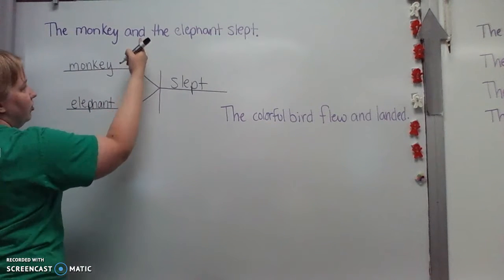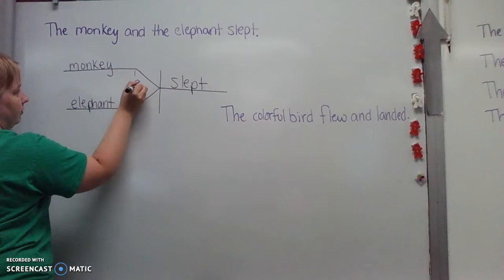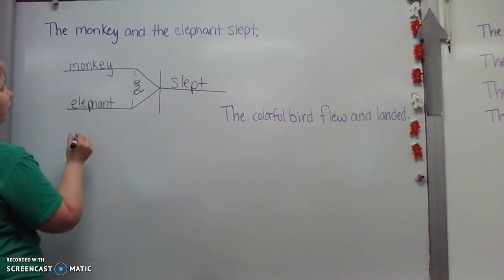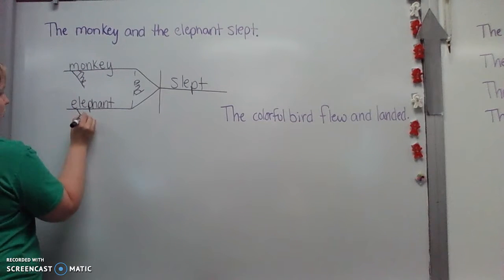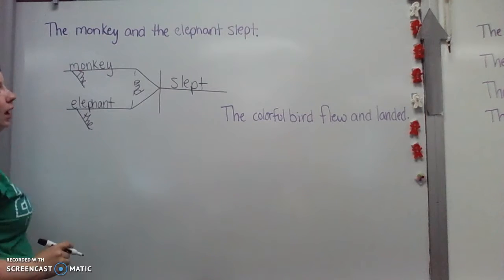Filling in that conjunction on our dashed line. And then filling in our modifiers, which in this case are just our articles. And that's it for that one.